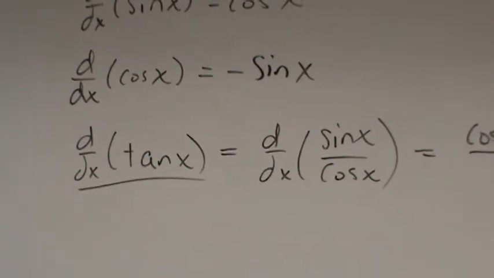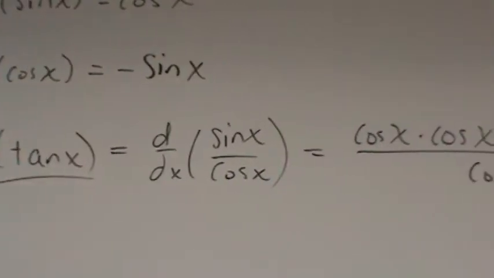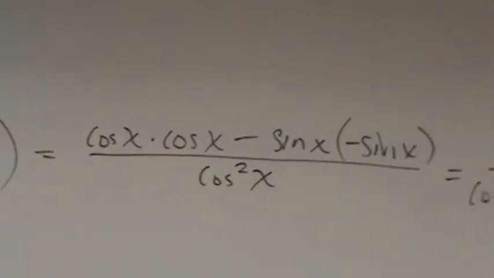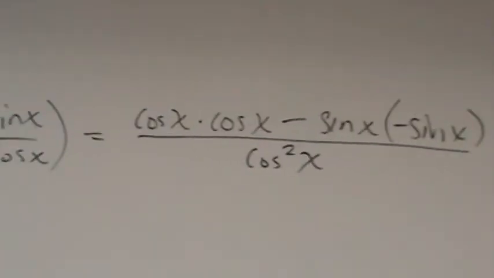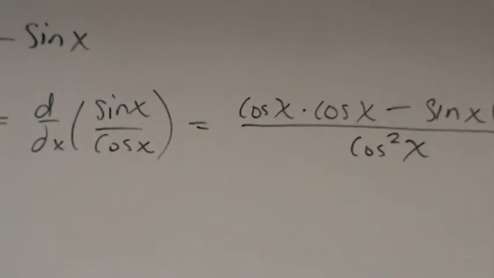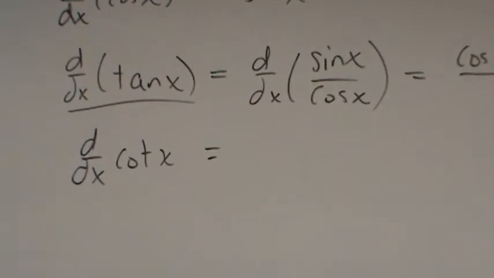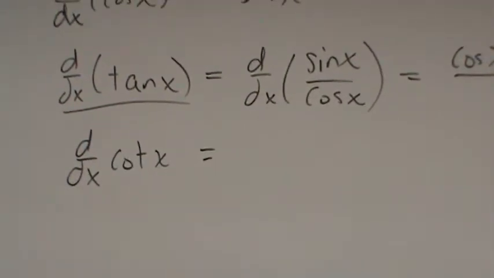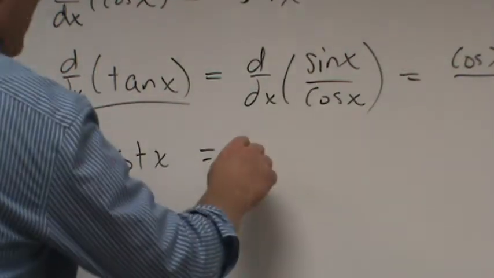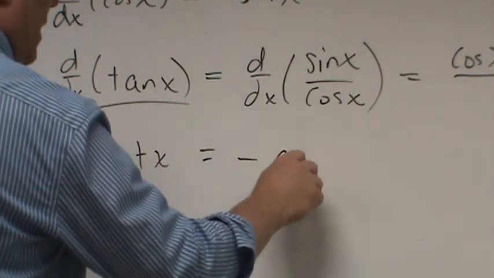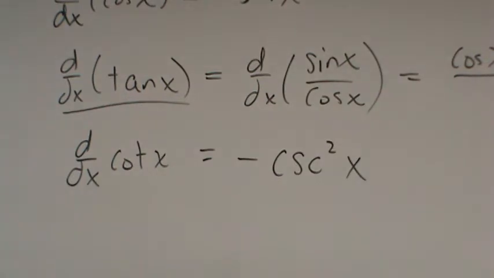It'll be fine. Okay? And then, how about the derivative with respect to x of the cotangent of x? How do you think you're going to find that? The quotient rule, but with cosine on top. You'll get a chance to do that as one of your homework problems, so I'm not going to show it to you. But the fact remains, this ends up equaling the negative cosecant squared of x. So the derivative of the cotangent of x is the negative cosecant squared of x.